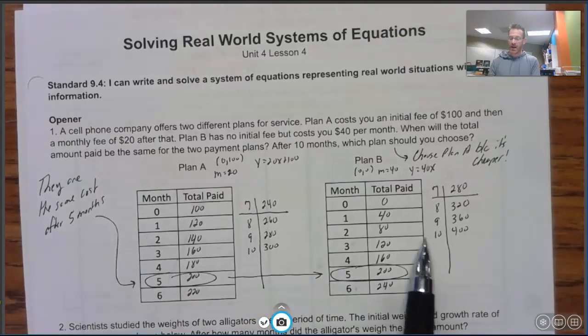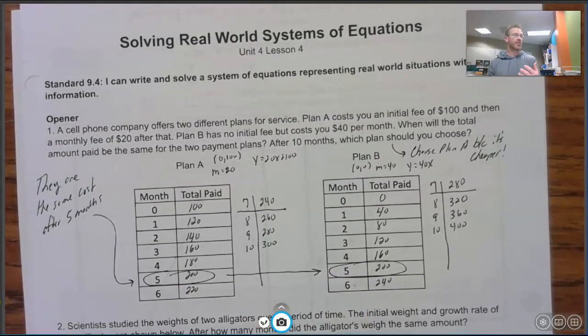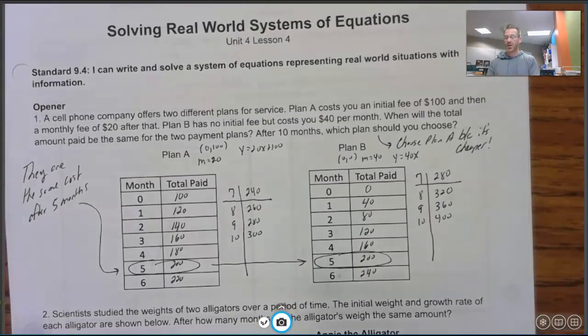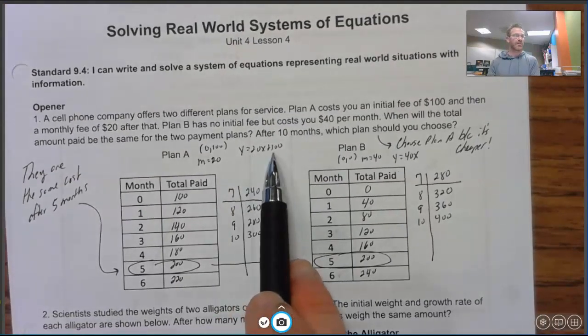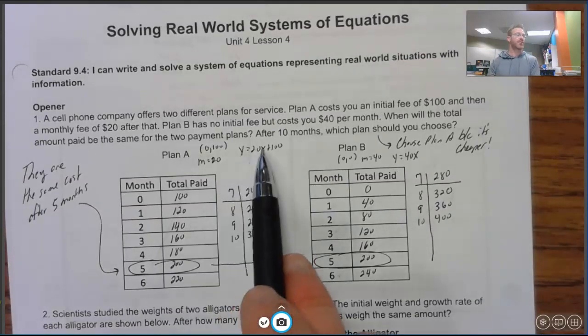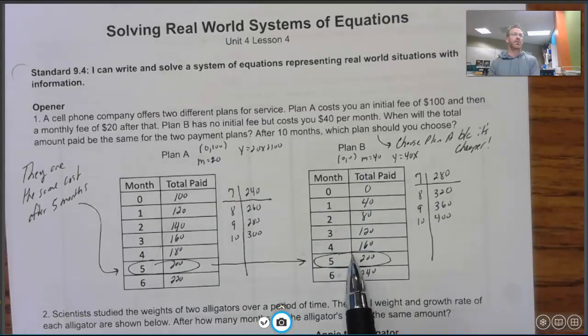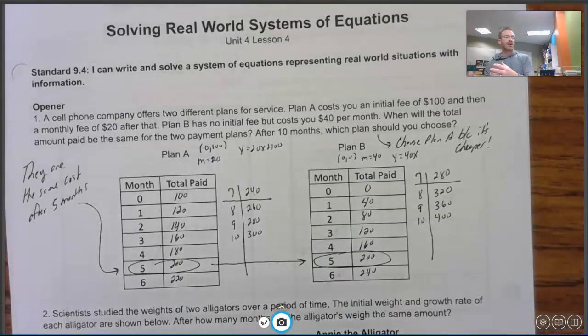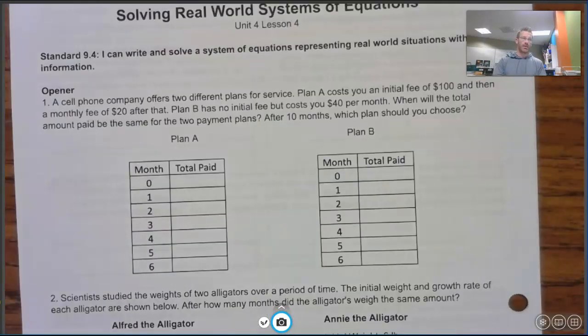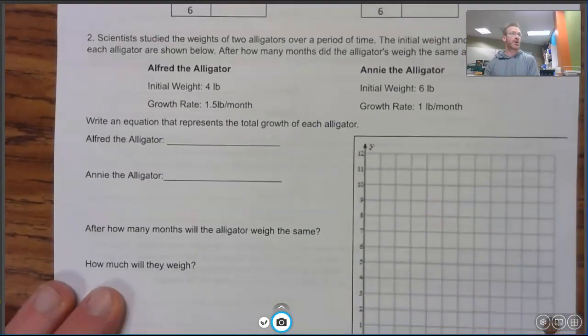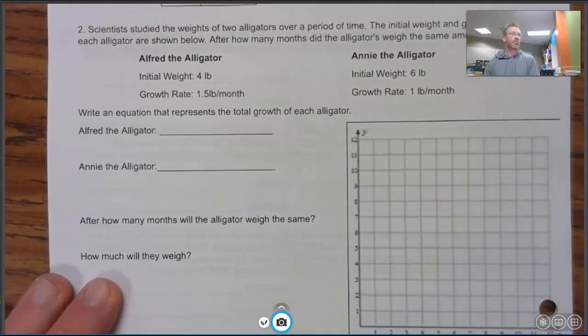So you could have done a table of values, or you could have written an equation and plugged in some values until you found that they were equal. Either way is fine. It's also nice to have the equations to verify. If I plug 5 into this equation, I should get 200. So writing the equation can serve as a self-check as well. Now let's jump down to problem 2, and we're going to solve this one graphically.